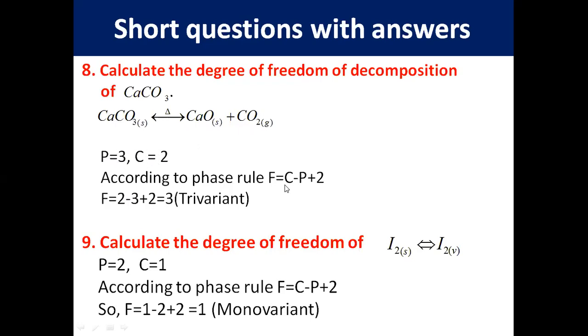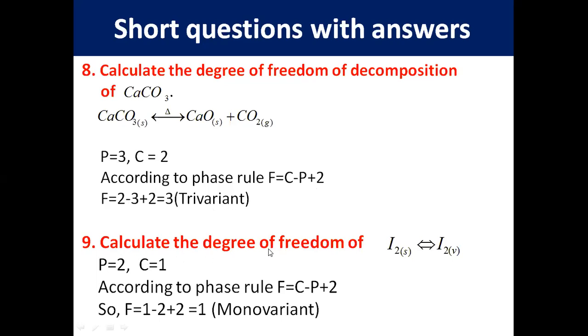According to the phase rule, F is equal to C minus P plus 2. So F is equal to, C is 2 here, P is 3 here, so 2 minus 3 plus 2 is equal to 3. So the degree of freedom is 3. So the system is trivariant here.